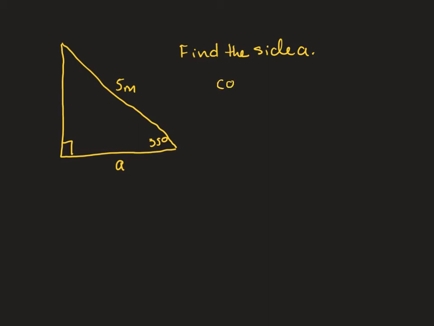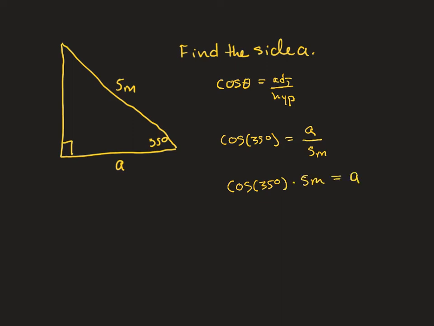So I'm going to say the cosine of an angle is equal to adjacent over hypotenuse. So in this case, the cosine of 35 degrees is equal to A over 5 meters. So I'm going to multiply 5 to both sides so that I get the cosine of 35 degrees times 5 meters is equal to A. And when I put that in my calculator, I get 4.1 meters.